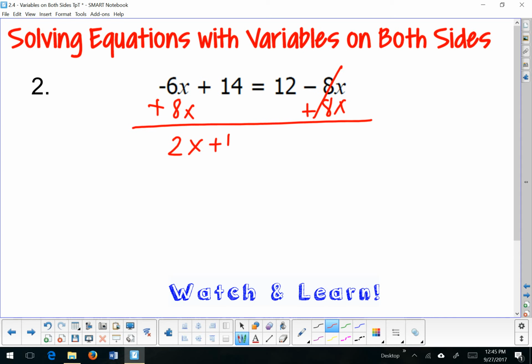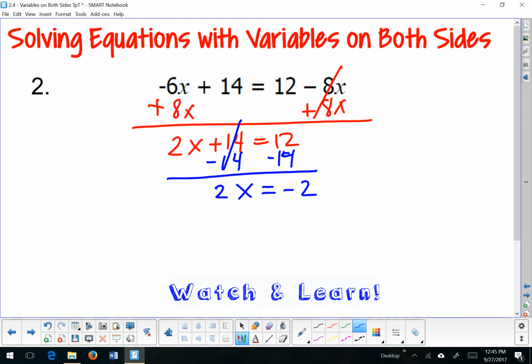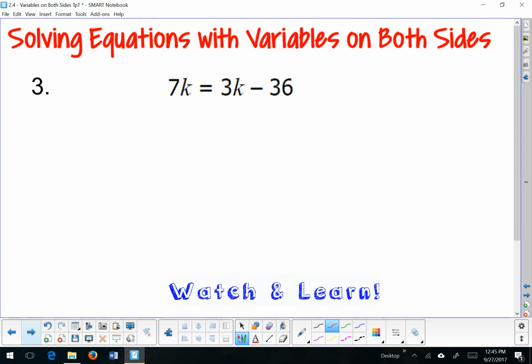2x, rewrite the rest of my question, plus 14 is equal to 12. Now use that property of equality again to move my constants together, and I get 2x is equal to negative 2. Multiplicative inverse, final answer. Let's take a look at one last question.